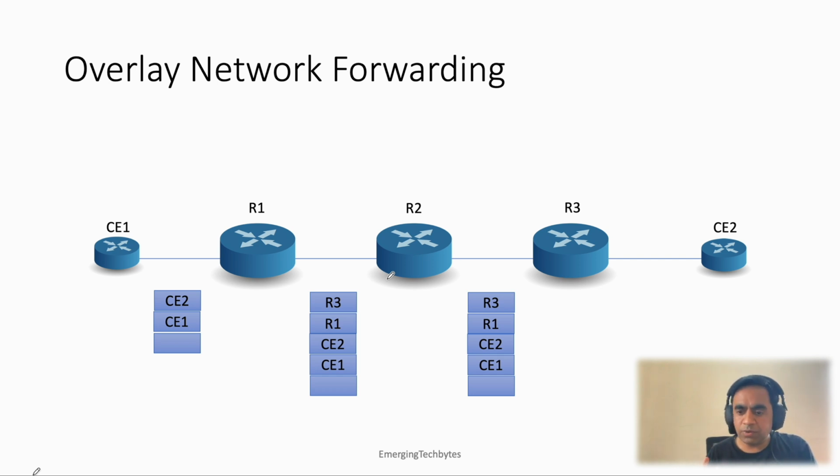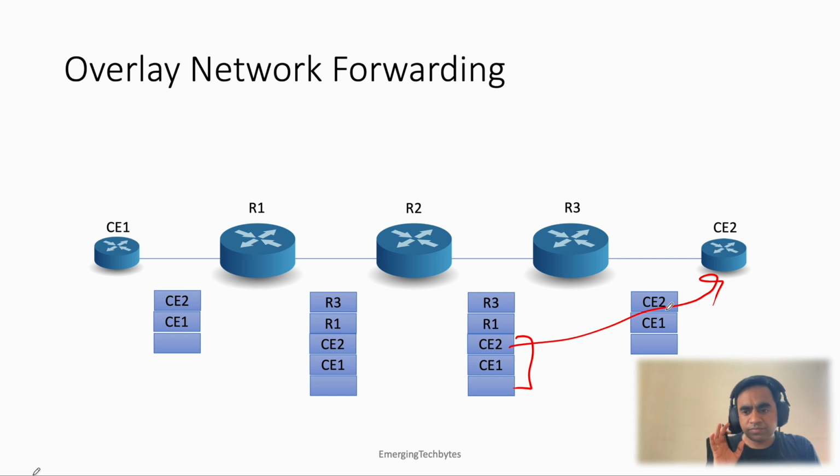R3 will see that it is the destination of this packet. So let me just open it up. Once it opens it up, it sees the inside packet, and this packet needs to go to C2. So it will send it towards C2. So that is how overlay network forwarding works in highly simplified terms.